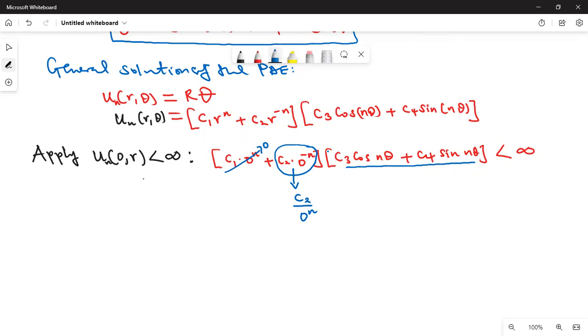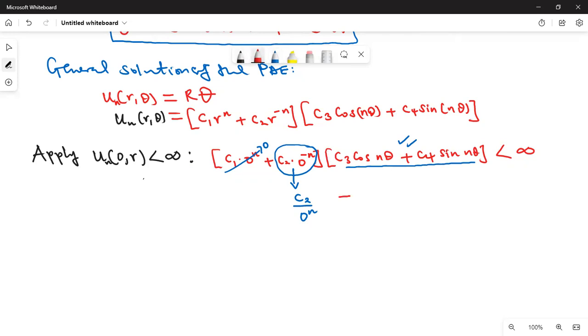For that to be true, we cannot say this is 0. If it is 0, then we are going to get a trivial solution. So for our value to be finite, we expect that C2 must be equal to 0. For the result to be finite, it must be 0 over 0. But if it is any other number, we are going to get infinity on the left-hand side.